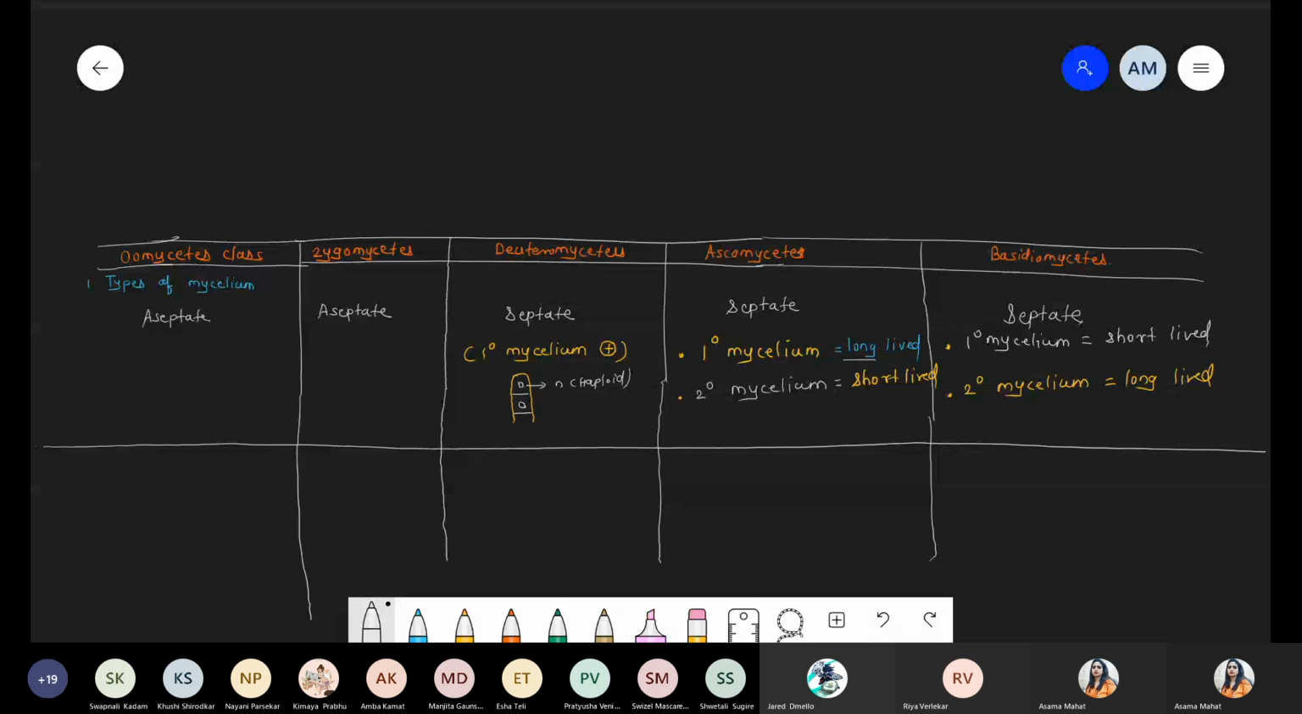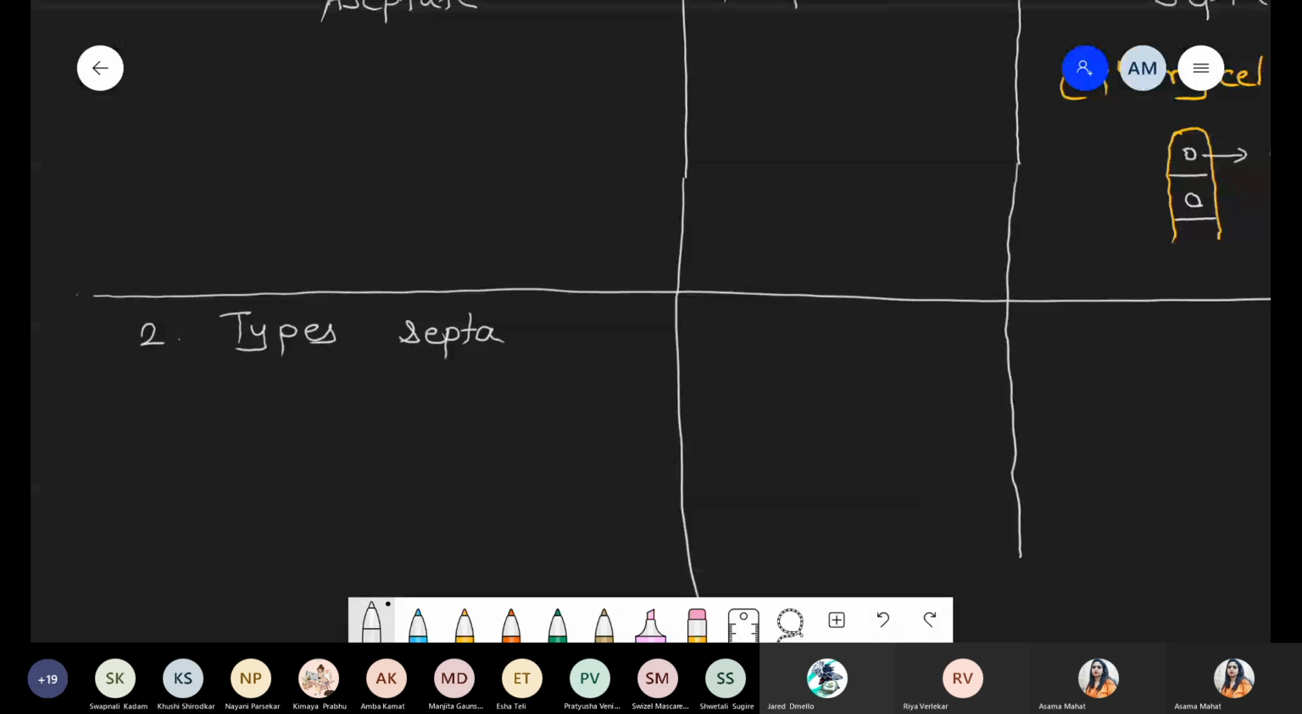Okay, chalo. So the second point we are talking about is types of septa. First point we discussed types of mycelium, second point we discussed types of septa. Very simple and straightforward question. In case of these primitive two, under the oomycetes and under the zygomycetes, septa are totally absent. So here also, the first category under the oomycetes is absent, and under the zygomycetes also it is totally absent. Septa is totally absent. No septa.